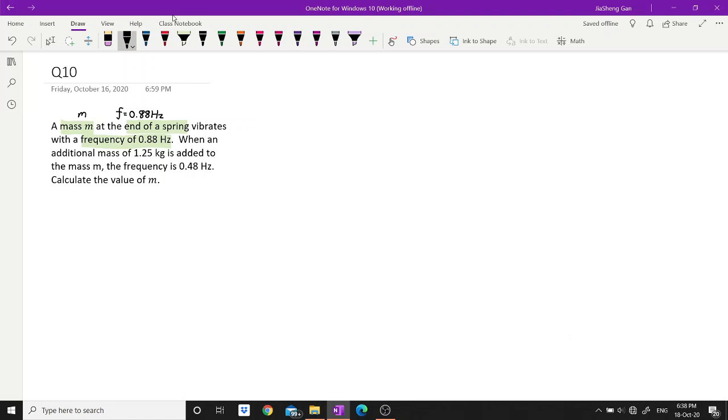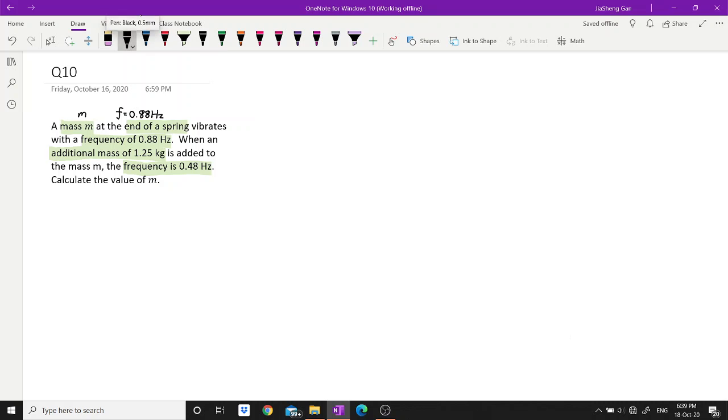Many students find it difficult, and yes, I found it difficult too when I was around your age. But let's go through it slowly. Probably things will get better after this demonstration. So the new situation will be the mass added on, 1.25 kg, and the new frequency will be 0.48 Hertz. Let's highlight this. Additional mass is 1.25 kg, new frequency is 0.48 Hertz.